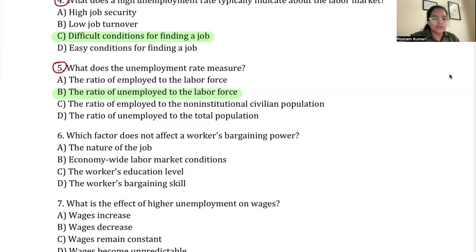It affects workers' education level. Will education level impact bargaining power? Education level could be related to the skill sets, right? More educated, you might be getting high skilled work. What about D?